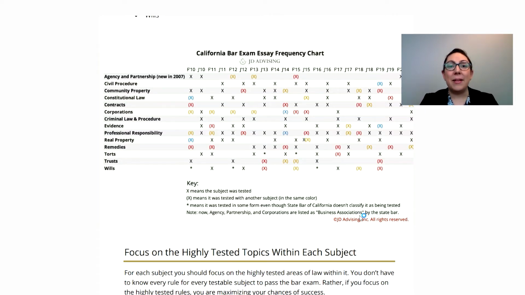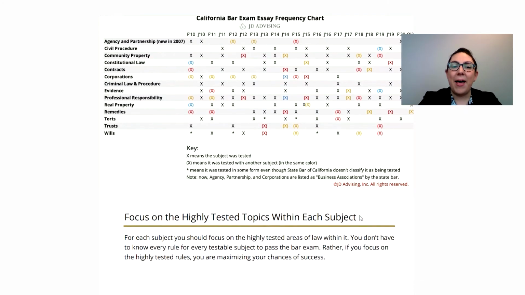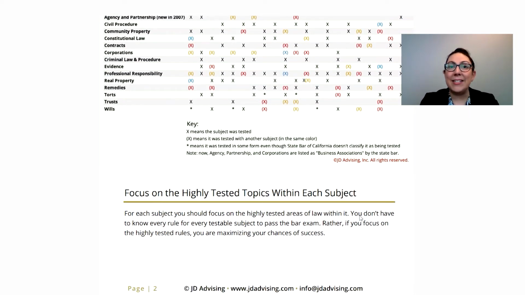If you compare that to something like agency and partnership, which is not highly tested, you're not going to get as much bang for your buck if you spend a lot of time studying this particular subject. So pay attention to which subjects are most highly tested. In addition to spending more time on the highly tested subjects, you can also hone your skills further by focusing on the highly tested topics within each subject.